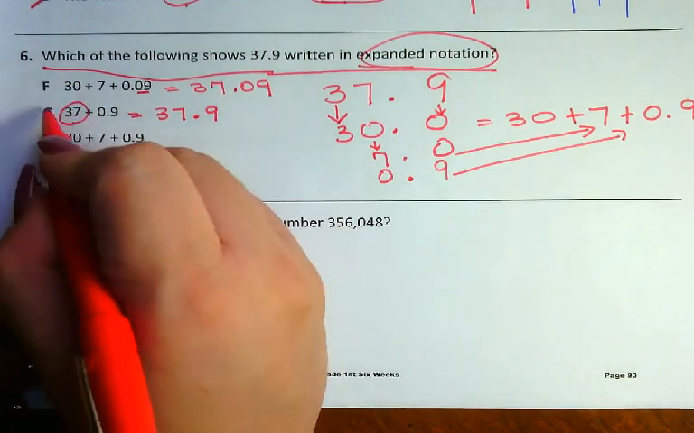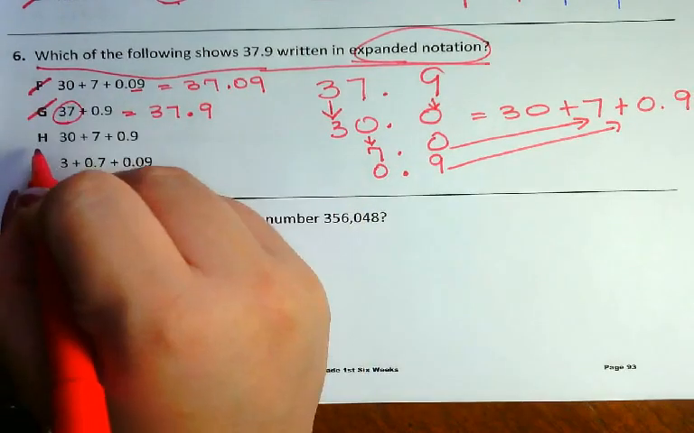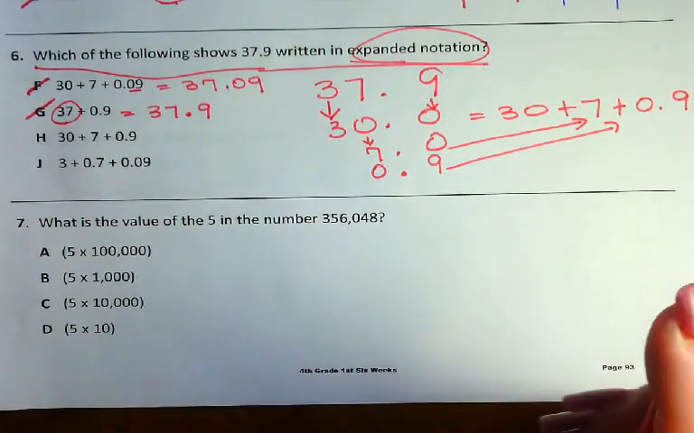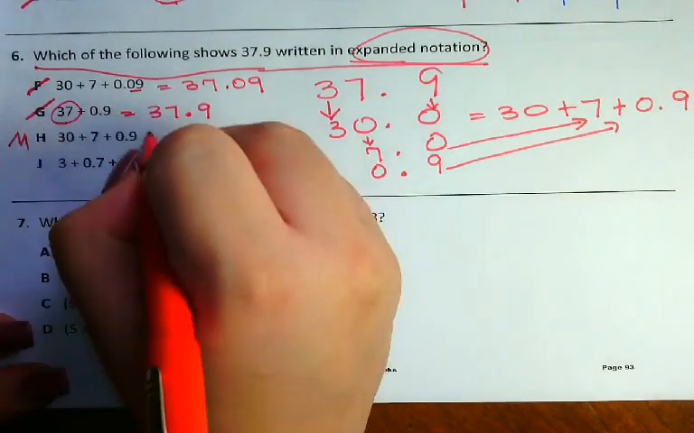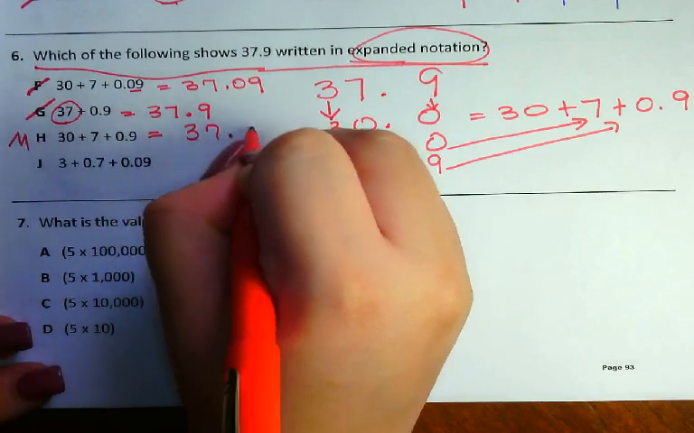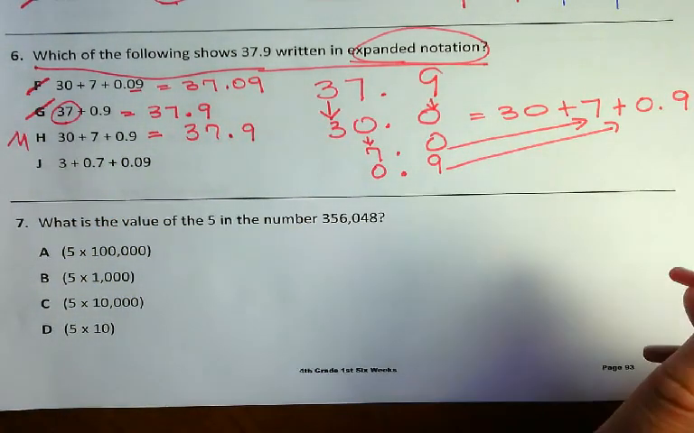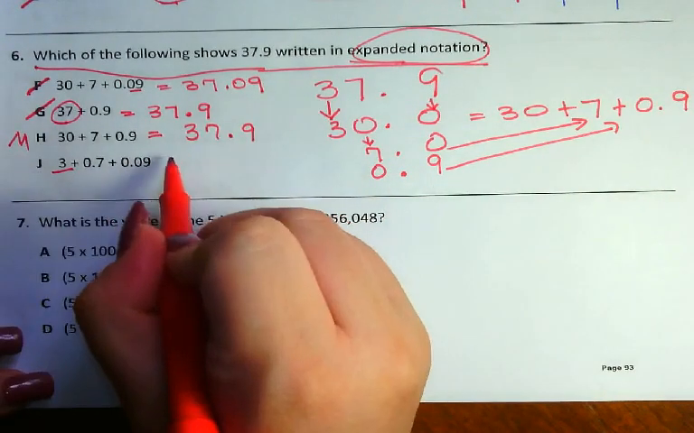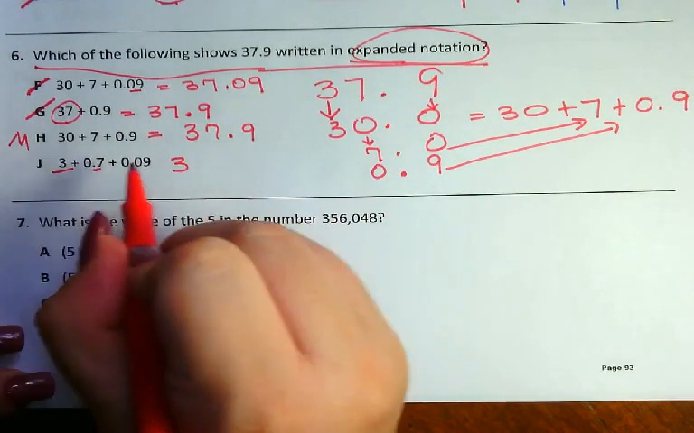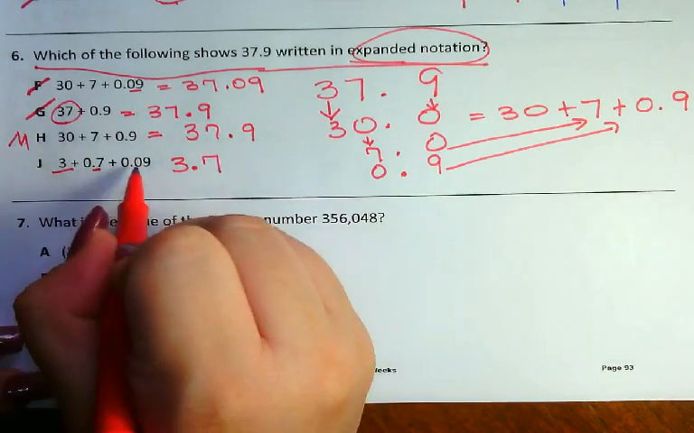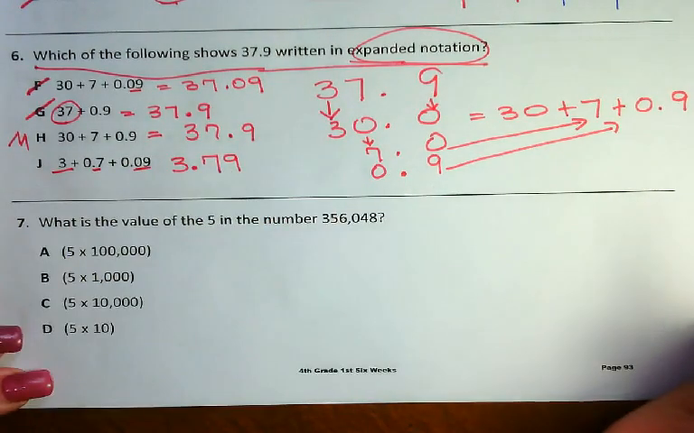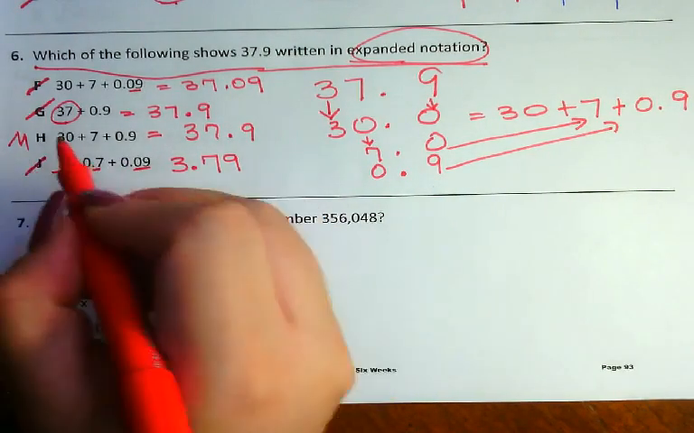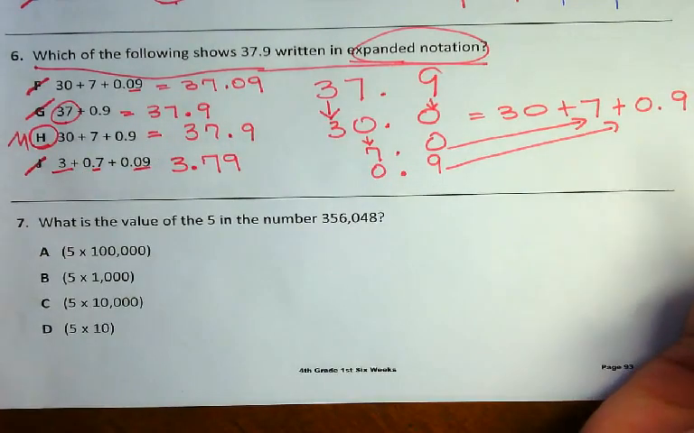Okay, so it's not our answer right here. Letter H has 30 plus 7 plus 9 tenths, which would be your accurate answer because it gives you 37 and 9 tenths. And then we have letter J. Letter J gives you a 3, 7 tenths, and 9 hundredths. So that would be 3 and 79 hundredths. So this would be incorrect. Your answer would be letter H.